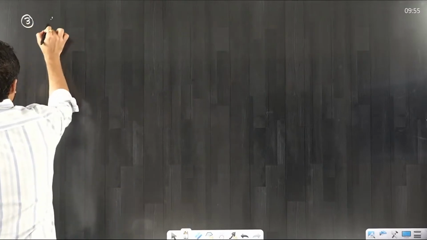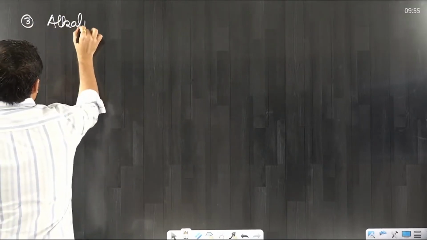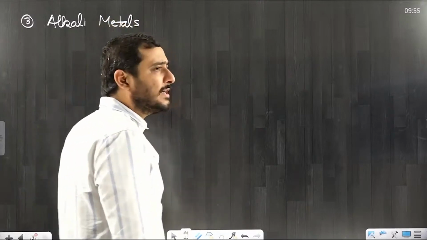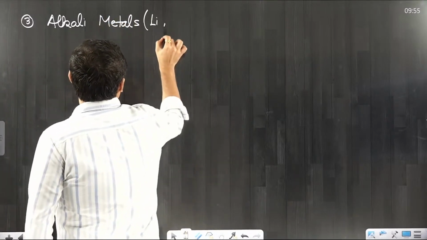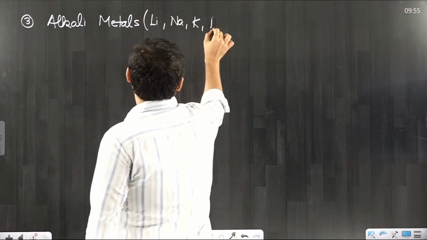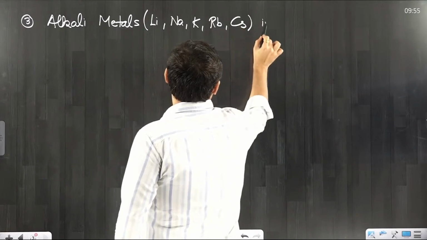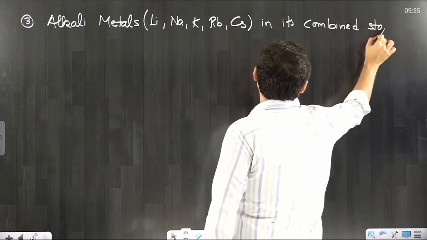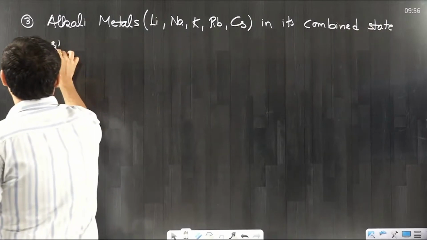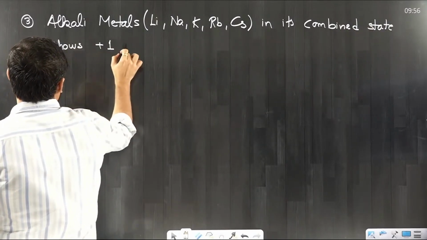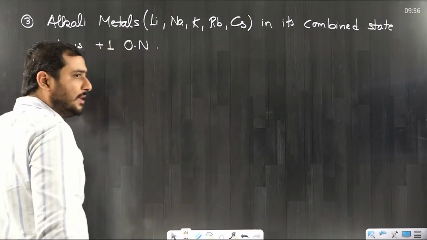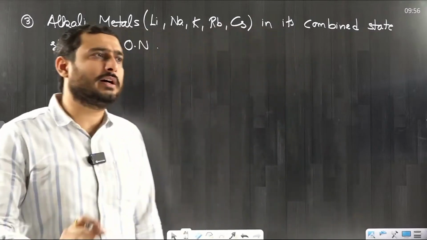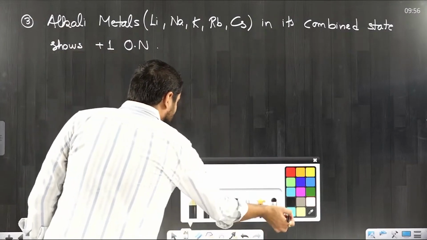Now the third rule is, if we take alkali metals in the periodic table, lithium, sodium, potassium, these elements are called alkali metals. So I am writing here: lithium, sodium, potassium, rubidium, cesium. In their combined state, remember, combined state, not elemental state, they show +1 oxidation number. Clear? So whenever alkali metals form compounds, they show +1 oxidation number.